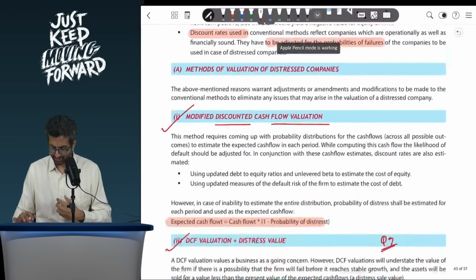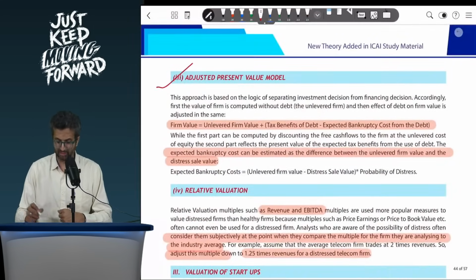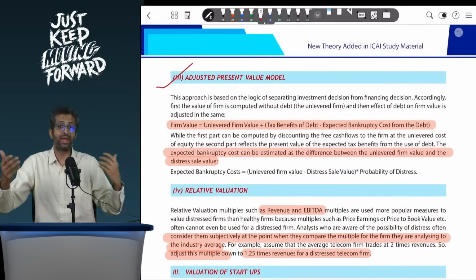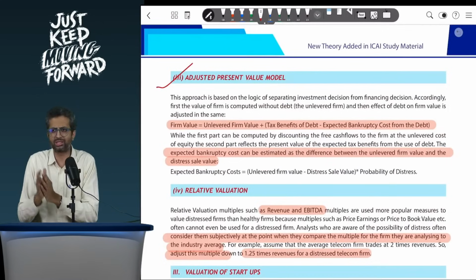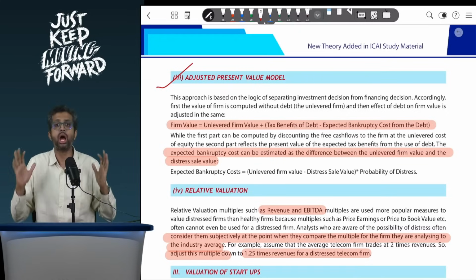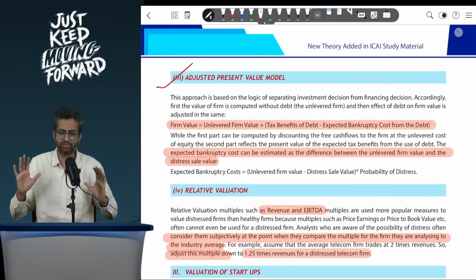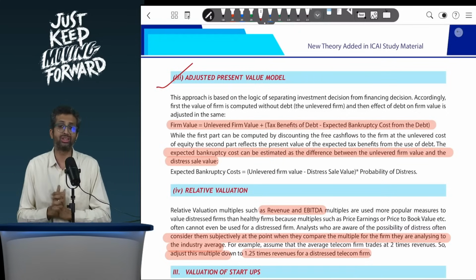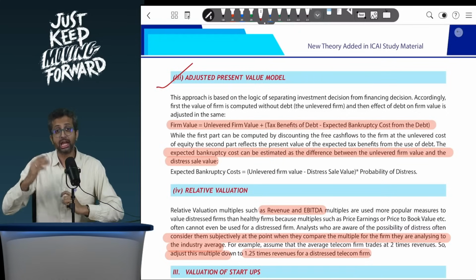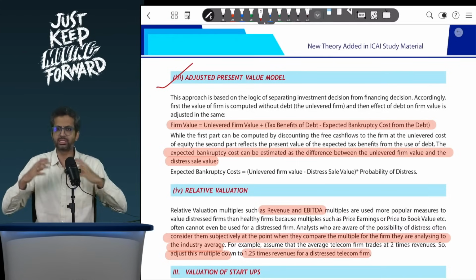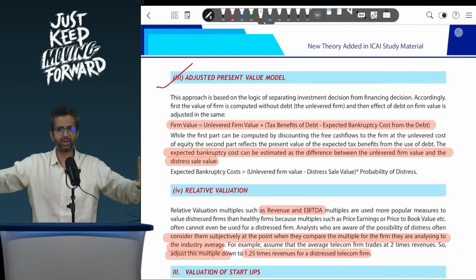Second, you have something called adjusted present value. Now, we are not going to go into the merits or demerits of this method. We are just going to say that if this comes in theory or in a numerical, how should it be calculated? What should be our application base? So when you look at the adjusted present value method, the valuation base over here starts as if the firm is operating fairly well.